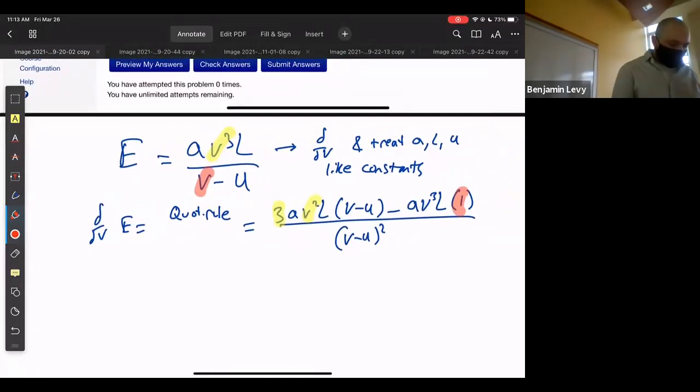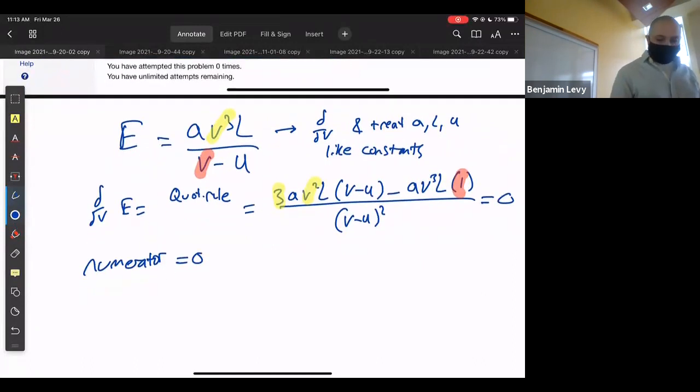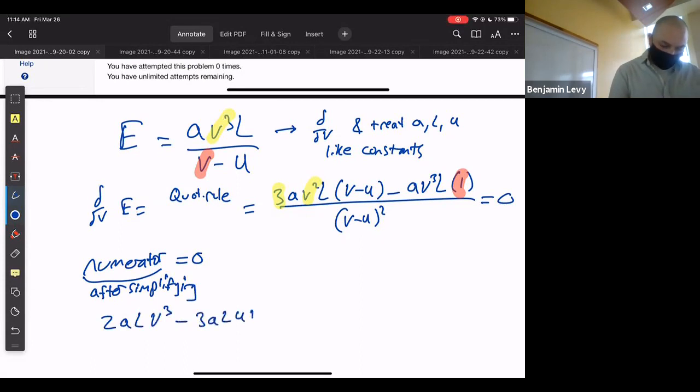Okay, maybe just in the interest of algebra, I'll take it a couple steps further. So we want this to equal 0 because we're trying to find the critical points. And so we take the numerator and set that equal to 0, because it's a fraction. And the numerator ends up simplifying in these kind of steps. So I'll just say after simplifying, it becomes 2ALV cubed minus 3ALUV squared.